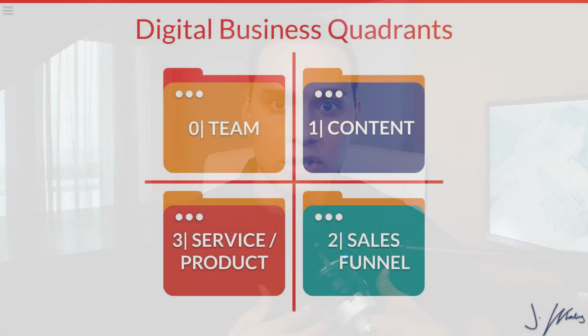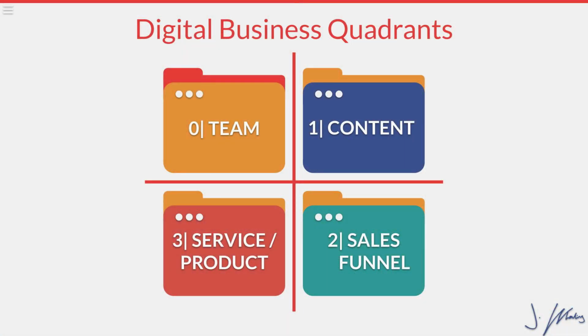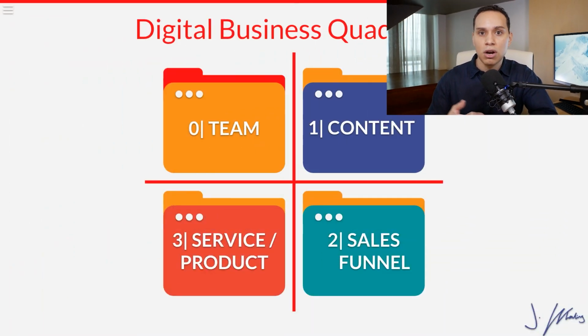Now, the first step is figuring out your major workflows. So for us, we have 4 major workflows across our digital marketing agency. This might be a little different for you, but anywhere from 3 to 5. If you have more than 5, then you're probably getting too granular here. So here are our 4.